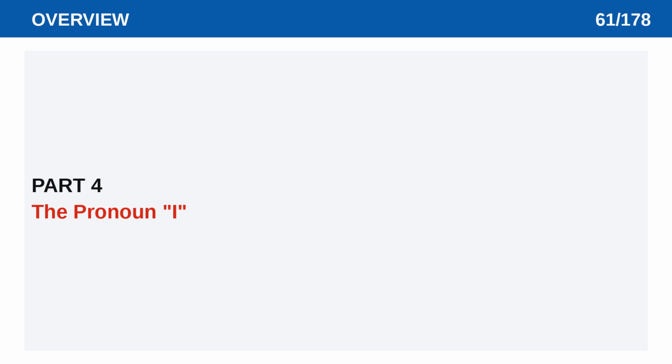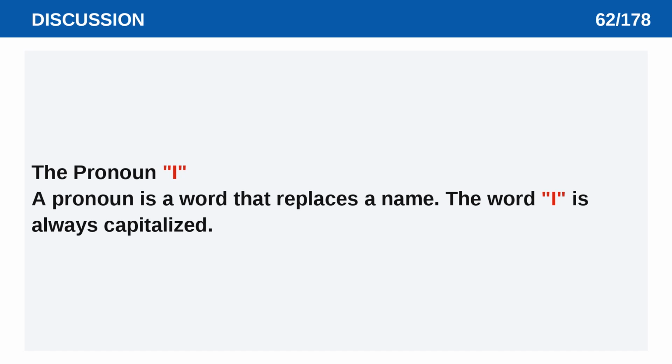Rule 4 is short and simple, but very important. First, what is a pronoun? A pronoun is a small word that takes the place of a name, like he, she, or I. The word I, meaning yourself, the speaker, is always capitalized in English, no matter where it appears in the sentence.